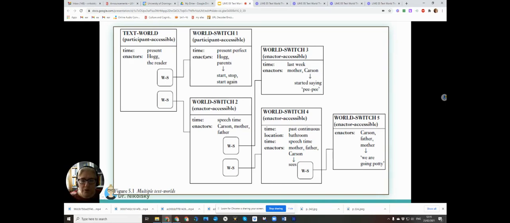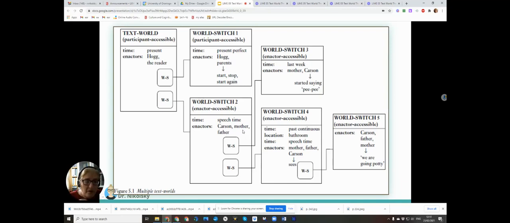So the first world switch, one, is participant accessible. This is how Hogg is establishing, one of the ways she establishes her authority, is by talking about her experience with parents, that they start and stop training their children, toilet training their children. And this, she says, is the problem. And she's basing this opinion on the example, which is going to now show us in world switch two, in a different text world, which is actually only accessible to her. And this is what she says about Carlson's mother.